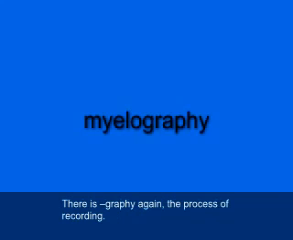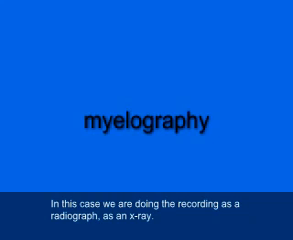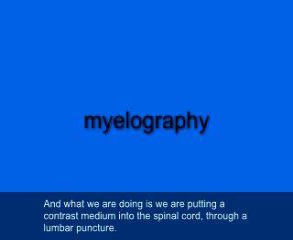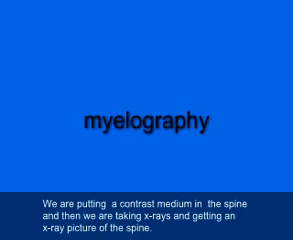Myelography, M-Y-E-L-O-G-R-A-P-H-Y. There's graphy again, process of recording. Myelo would mean we're recording the spinal cord, right? In this case, we're doing the recording as a radiograph, as an X-ray. And what we're doing is putting a contrast medium into the spinal cord through a lumbar puncture, where instead of drawing fluid out, we're punching and putting it in. We're putting a contrast medium in the spine, and then we're taking X-rays and getting an X-ray picture of the spine.